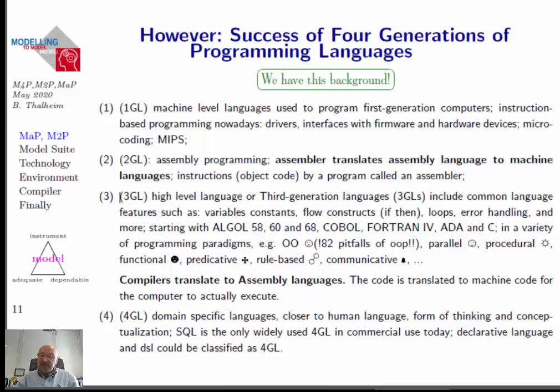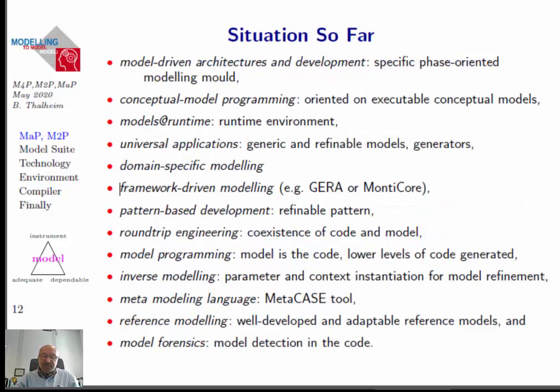That means we stepped already from first generation programming languages to fourth generation programming languages. Why should we not step to fifth generation programming languages? The situation so far is pretty nice. We have a number of trials that could be extended to modeling as programming instead of modeling for programming.